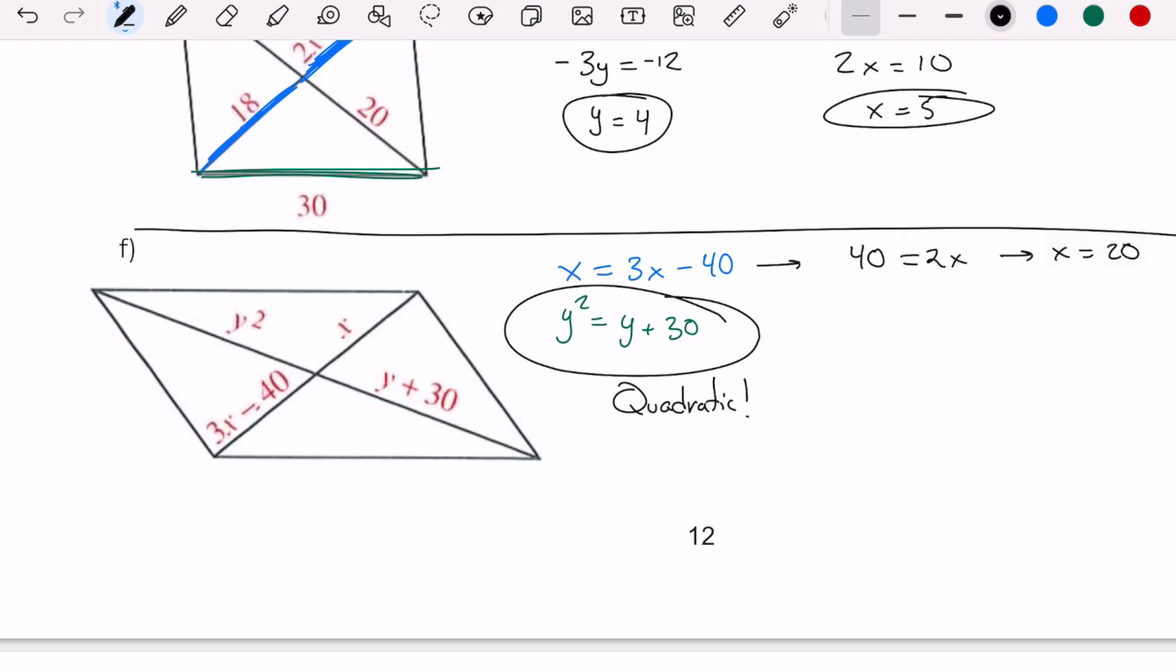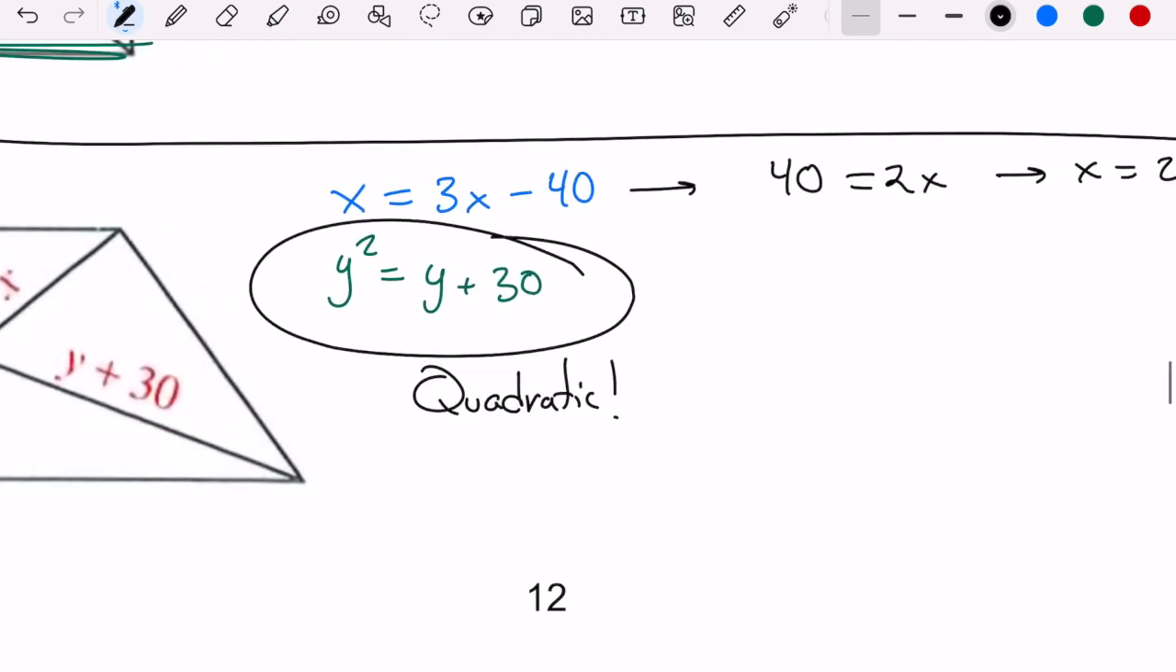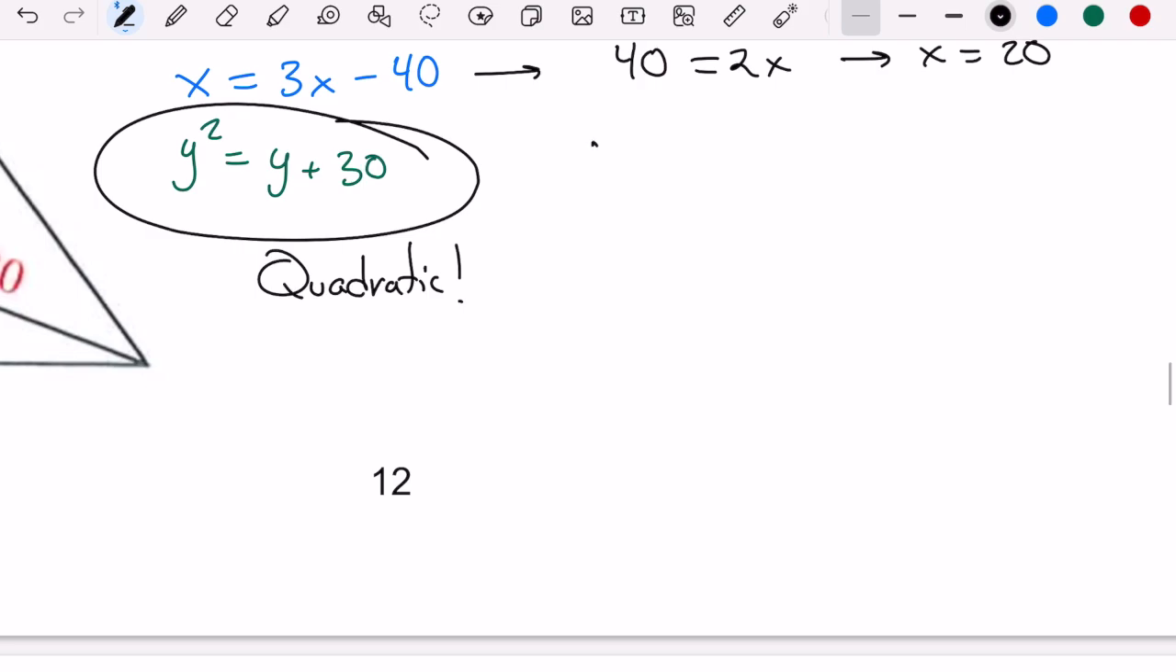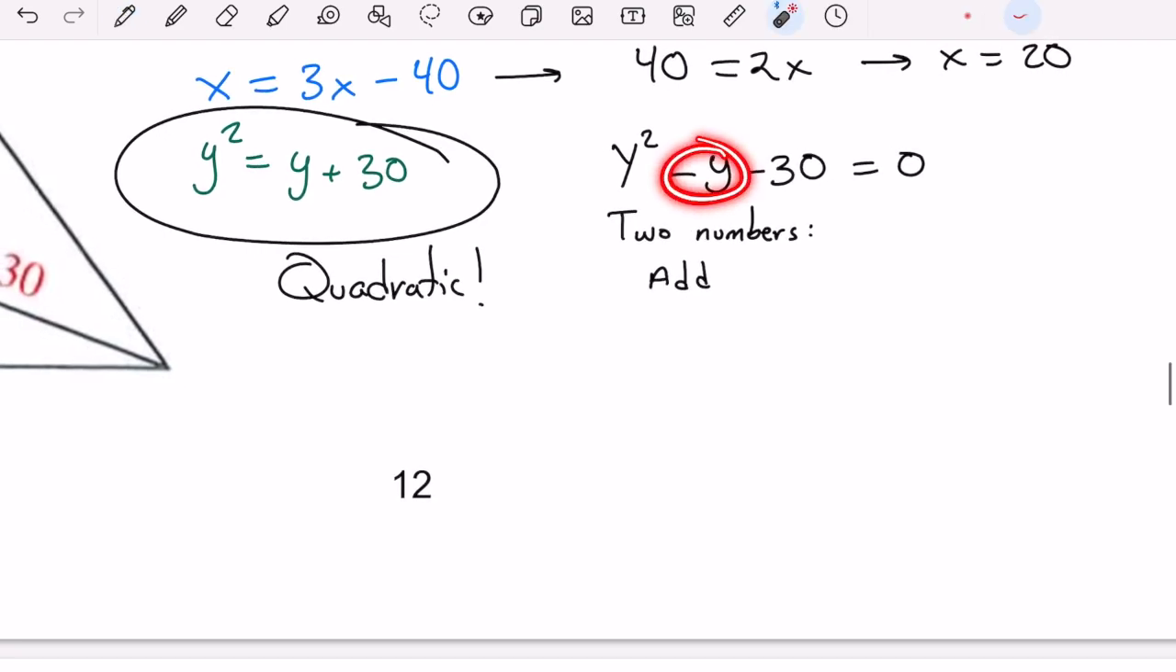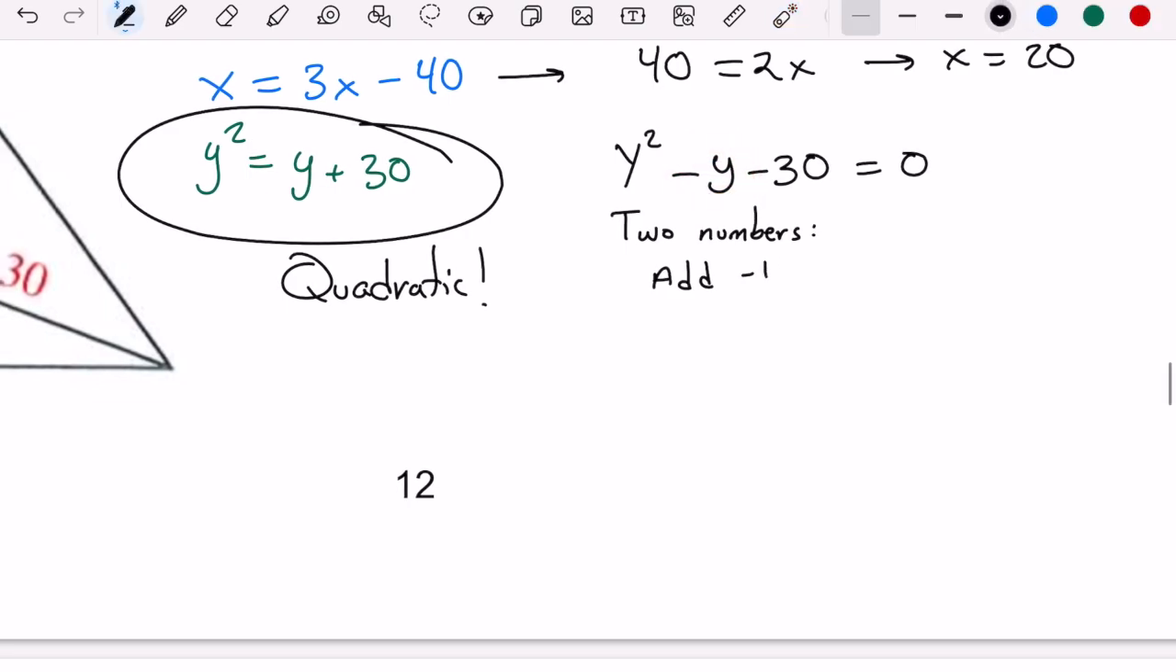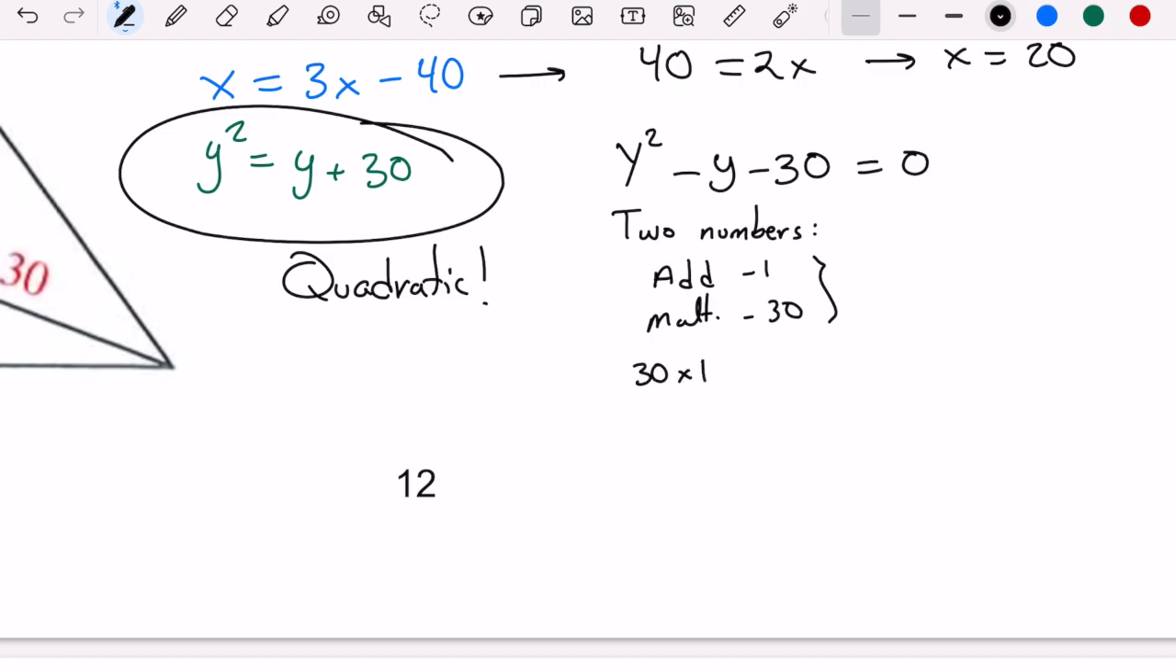And now here I have a quadratic. There are so many different ways of solving quadratic equations. You may prefer the quadratic formula, factoring, or drawing a parabola. We're gonna do it by factoring because we are factoring fans. In any method, the first thing you have to do is make it equal to 0. Now we need to find two numbers that add to -1 and that multiply to -30. So I'm gonna think about those numbers.